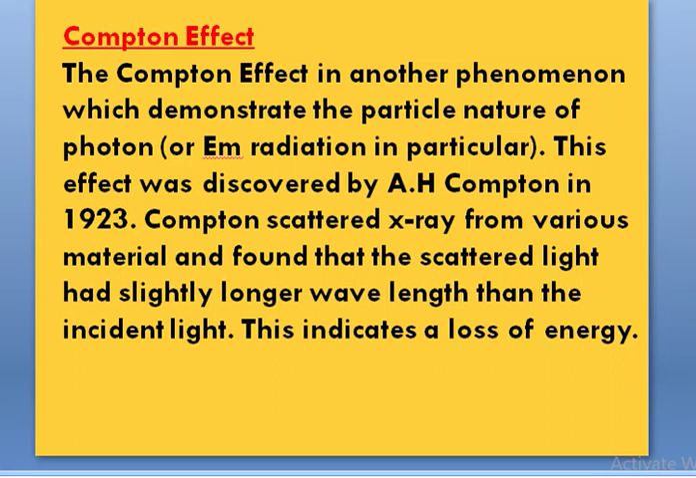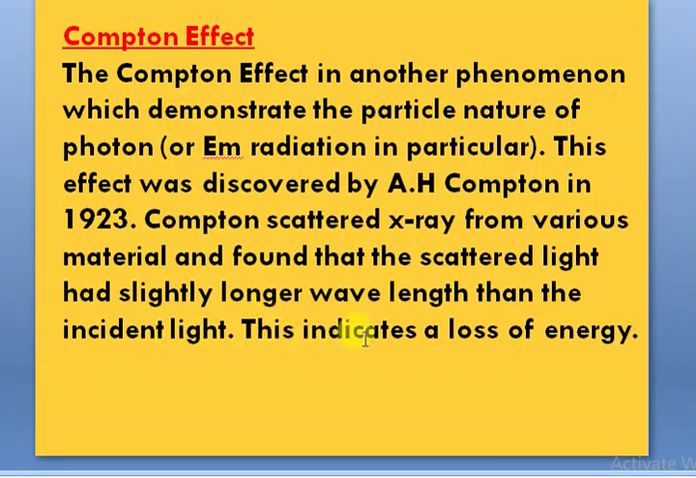Using the Compton effect. Now, the Compton effect is another phenomenon that demonstrates the particle nature of what? Photon, or electromagnetic radiation in particular. This effect was discovered by a scientist called A.H. Compton in 1923. Now, what did Compton do? He scattered X-ray from various material, and he found out that the scattered light has slightly longer wavelength than the incident light.